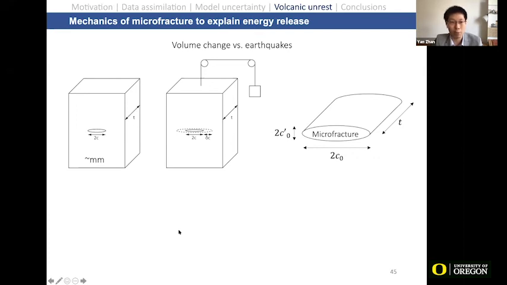So for Laguna del Maule, since we know that before 2007 it had been quiet for a very long time, we assume there's no initial stress accumulated due to the pressurized void. But for some frequently erupting systems, there may be some residual stress. So those are the volcanoes we need to pay more attention to. Did that answer your question?